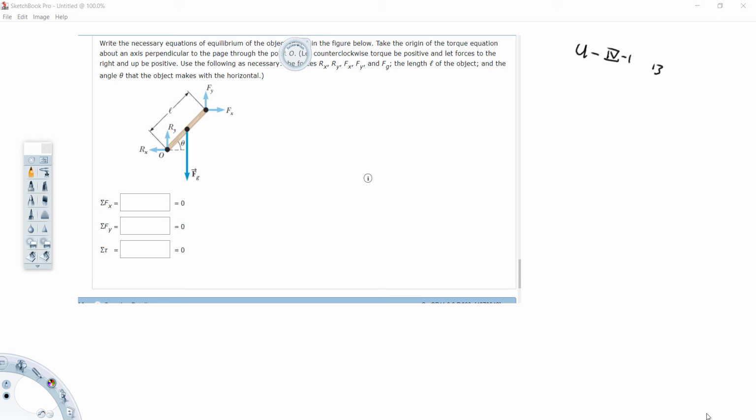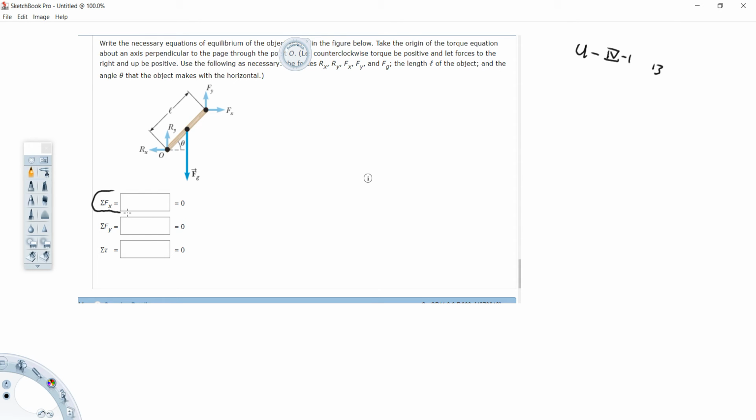Hi folks, I'm making this video to help you out with number 13 on unit 4-1. This problem is all about writing equations. What you're looking at here is a completed force diagram already. You're just going to be writing equations for it. I'll do one of these for you and let you folks do the other two.